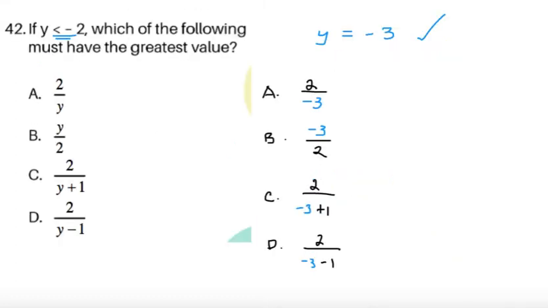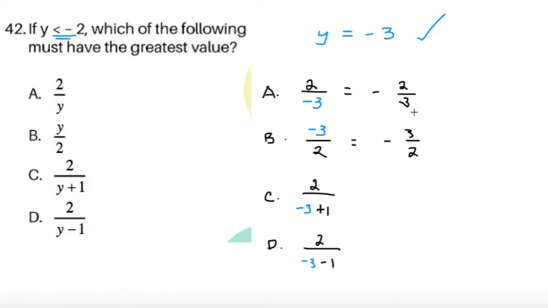Item 42. If y is less than -2, which of the following must have the greatest value? And we're given 4 expressions in terms of y. As usual, we can use the substitution technique. Let's say y equals -3, so we can easily compare the expressions. We're left to simplify this first before we do any further work. So 2 over y becomes -2/3. Y over 2 becomes -3/2.